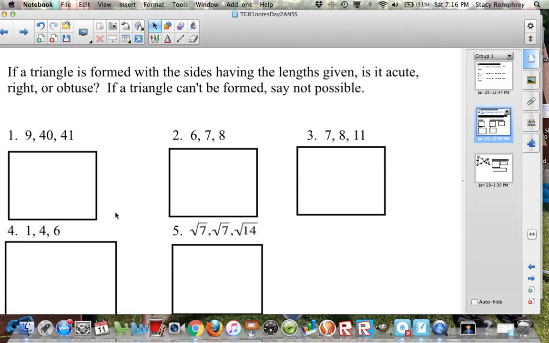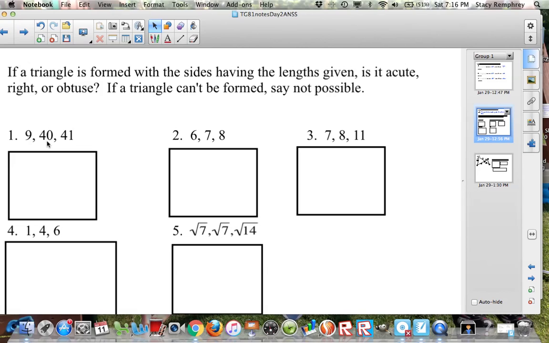Okay, so then we move down here. If a triangle is formed with the sides having the lengths given, is it acute, right, or obtuse? If a triangle can't be formed, say not possible. So the first thing you can do here is double check the sum of two sides is greater than the third side. 9 plus 40 is greater than 41, so I know this can be a triangle.